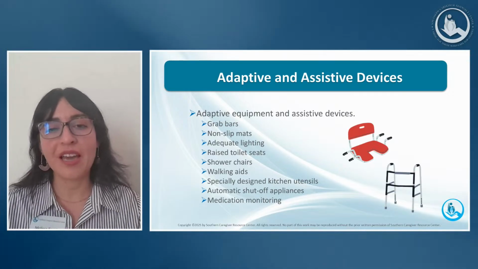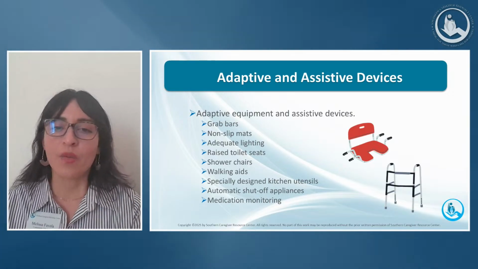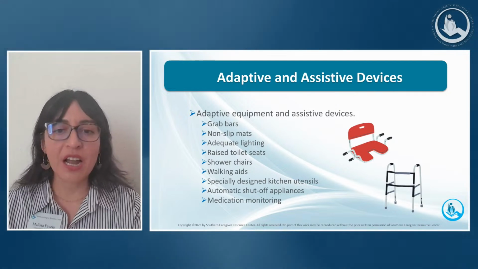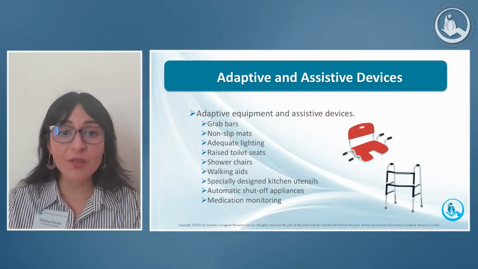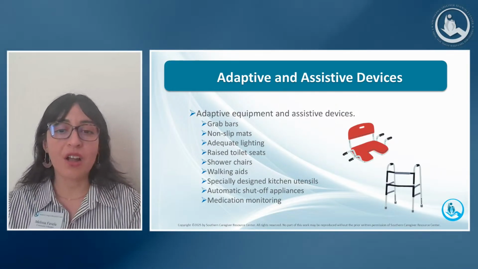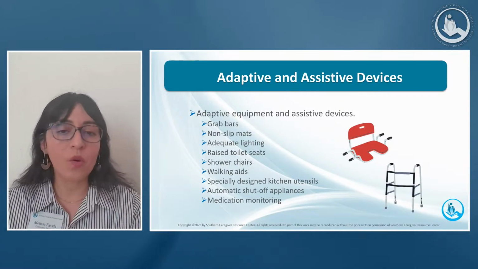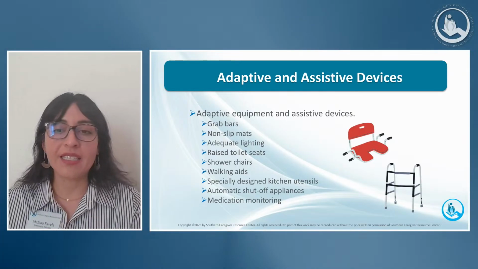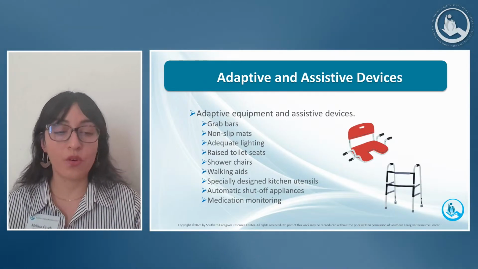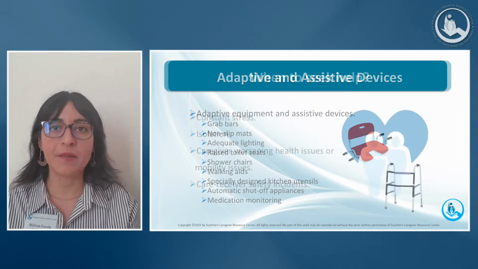So as you see here, we have grab bars, non-slip mats, adequate lighting, raised toilet seats, shower chairs, walking aids, specially designed kitchen utensils, automatic shut-off appliances, and medication monitoring. And of course, there's different types, there's different brands. So really, the goal here is to inform you that these options exist. Next slide, please.